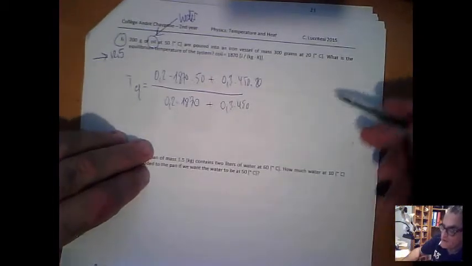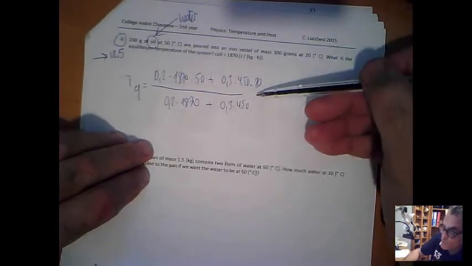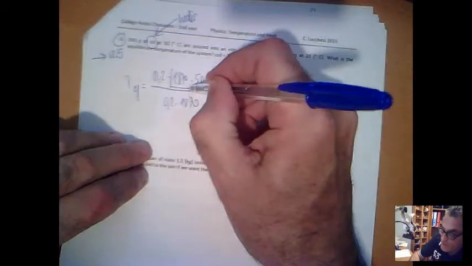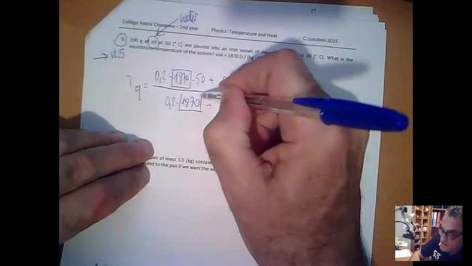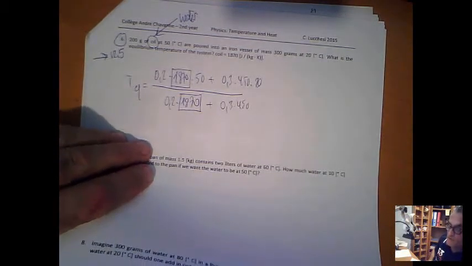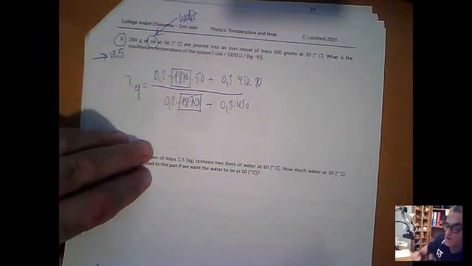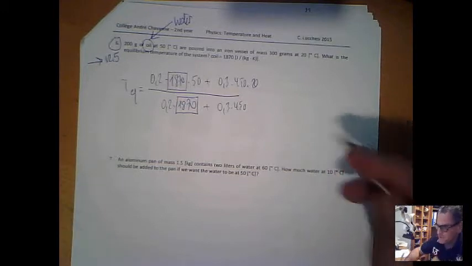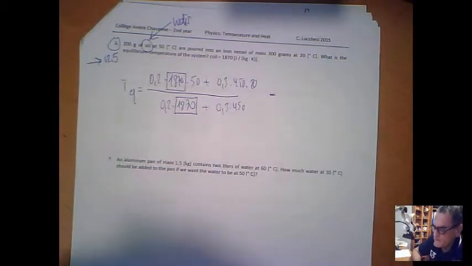Okay, I don't redo the whole calculation because it's exactly the same. The only thing that changes is this value here, where previously we had 4180 for the water, and now we have 1870 because it's oil. Okay? And how much did you get as a numerical result?